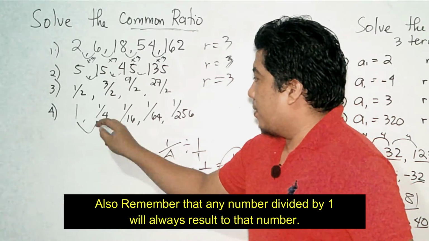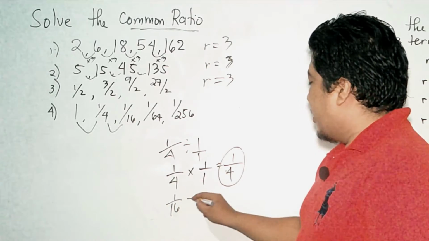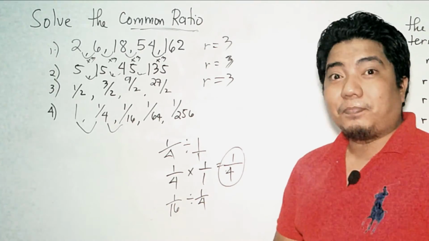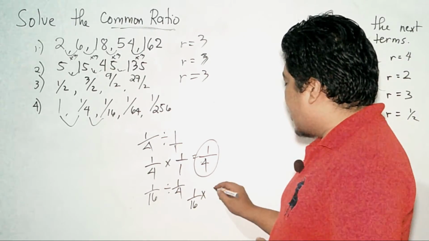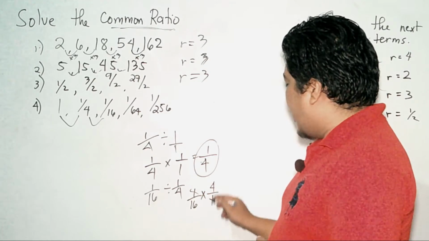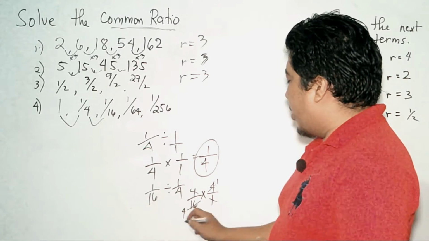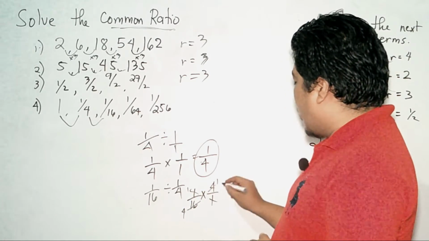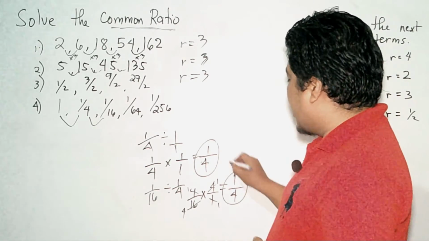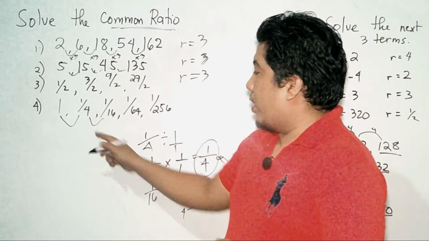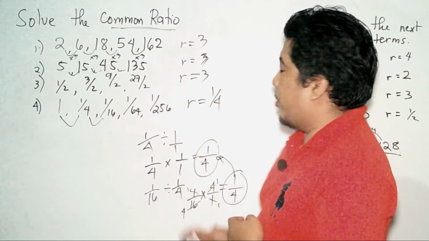For the first pair. Now let's consider the second pair. 1 over 16 divided by 1/4. So therefore, this will become 1 over 16 times 4 over 1. Cancel, cancel. This will become 1, and this will become 4. So we have here 1 times 1, that is 1. 4 times 1, that is also 4. And they are just the same. So therefore, 1/4, 1/4. Now we can consider that they have the same ratio, and that is 1/4.